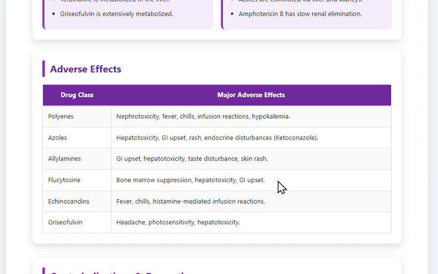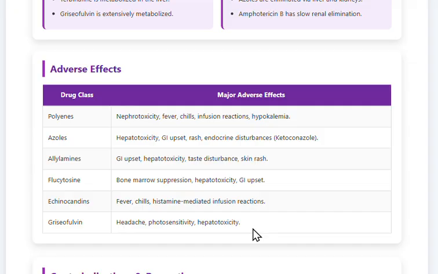Echinocandins are generally well tolerated. However, some patients experience the following: fever, chills, histamine-mediated infusion reactions. These reactions are usually mild compared with amphotericin B. Griseofulvin may cause the following: headache, photosensitivity, hepatotoxicity. Patients should be advised to minimize excessive sun exposure while taking this medication.